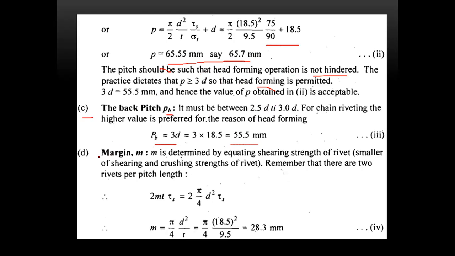Okay. Next, the margin is M. The formula is 2 M t tau s equals 2 by 5 by 4 into pi tau s. So taking M to the other side and substituting all the values, you get 28.3 mm. So this is the margin.